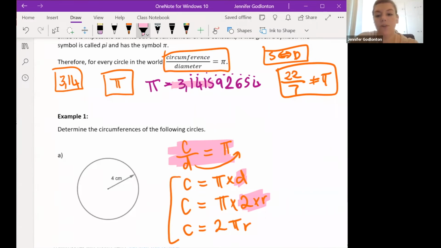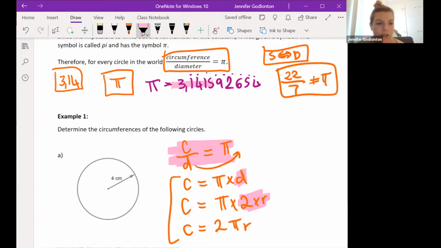So we're saying, well, if we move that diameter up, we could say our circumference is equal to pi times diameter. But we also know that the diameter is equal to 2 radiuses. So we could say pi times 2 times r. So these are just different ways of rewriting the same thing.